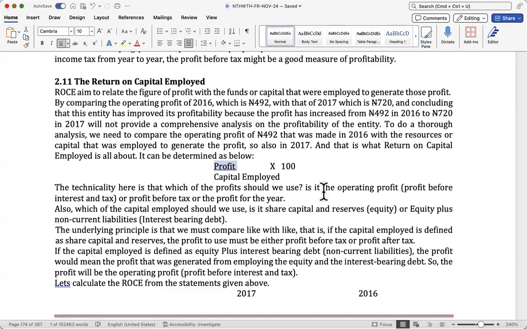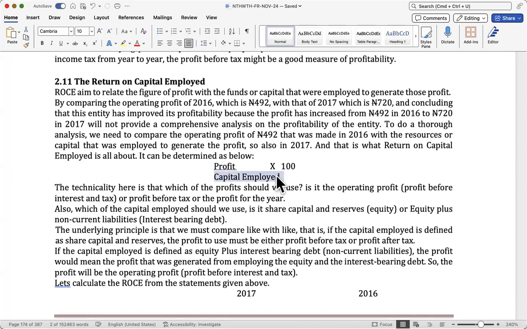There is your profit before tax. There is your profit after tax, which is also called the profit for the year. So which profit are we going to use? That's one issue that we have with this return on capital employed. Another one is the capital employed.